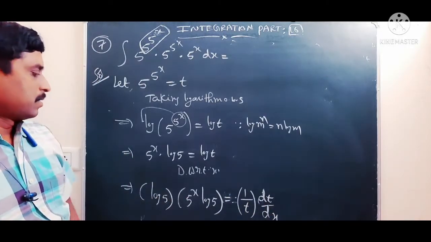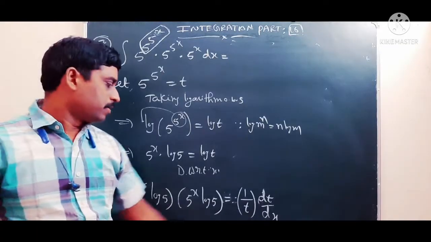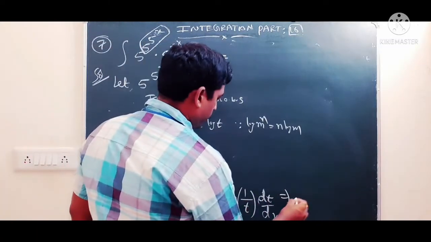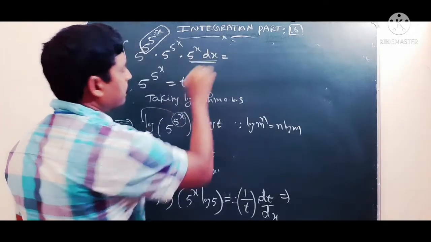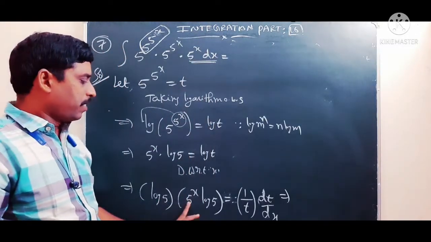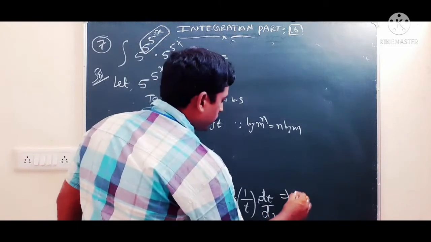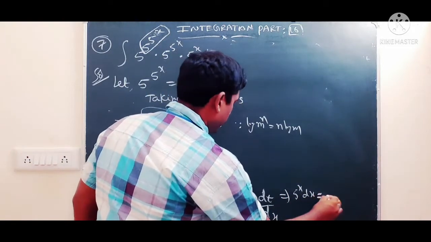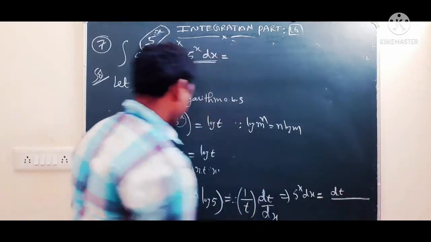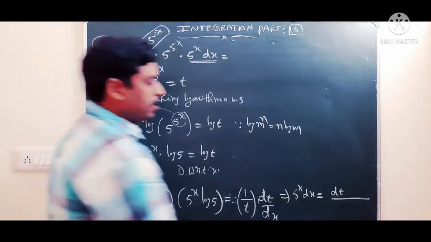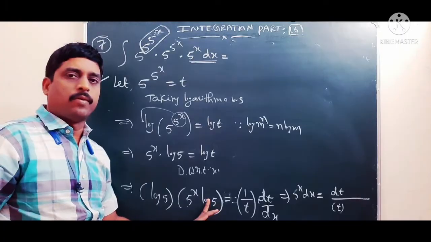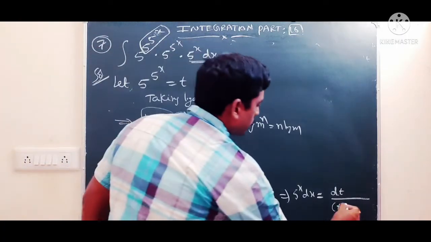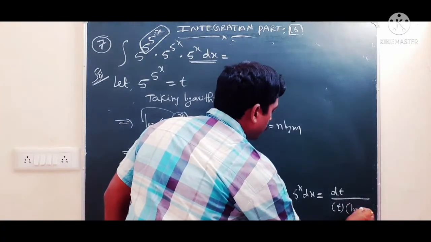First we have to find the dx value. We need 5 to the power x into dx. 5 to the power x into dx is equal to dt by t times, with log 5 whole square brought to the right side as a divisor.